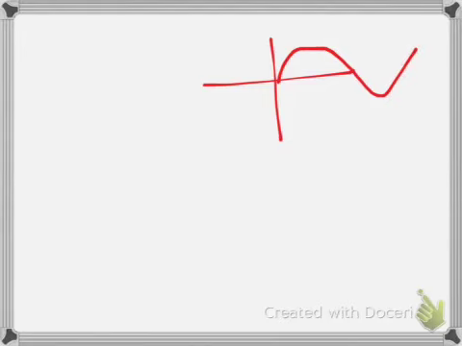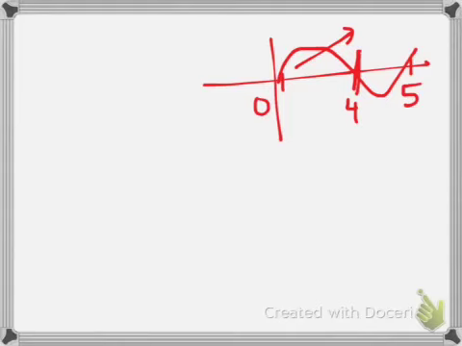For example, you break the function. For example, the function is something like this, like sine x. You break it down here. This one is positive. Let's say this point is 4, this point is 5, and this point is 0.